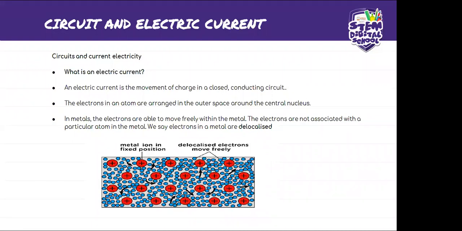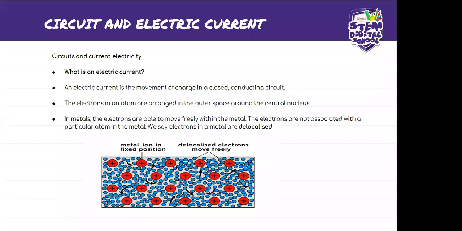All right. Now, what is an electric current? An electric current is the movement of charge in a closed conducting circuit. Okay. The electrons in an atom are arranged in an outer space around the central nucleus. I'm sure you are already aware of that.